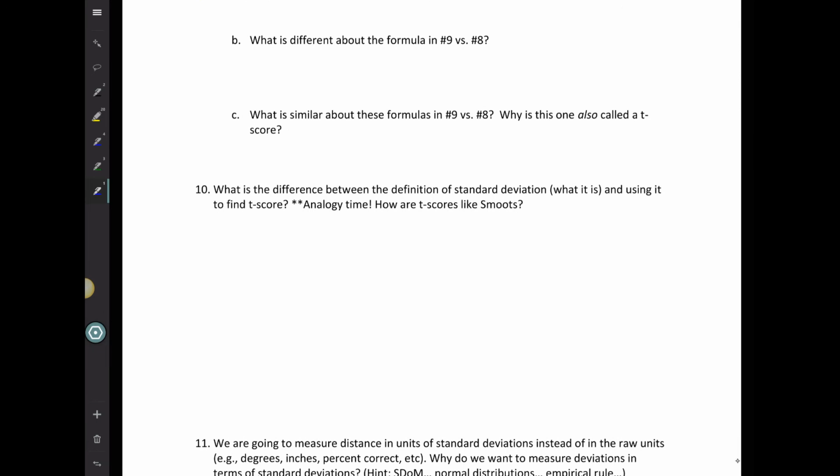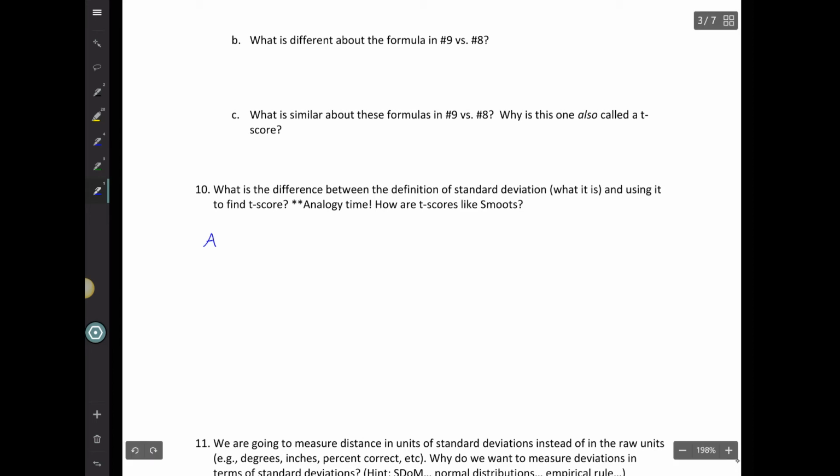So, what is the difference between the definition of a standard deviation, what it is, and using it to find a T-score or a Z-score? So we have our little analogy. How are T-scores and Z-scores like Smoots?